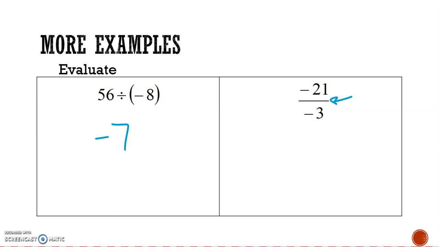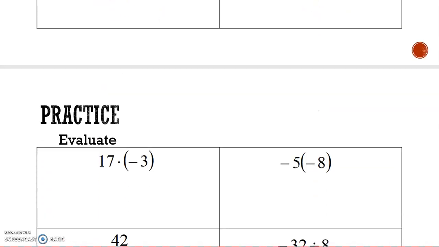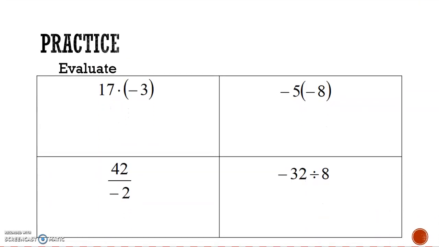So this bar is also another way to write division. So we would do 21 divided by 3, which is 7. But now the two negatives will cancel out and become a positive 7. So pause the video here, try these on your own, and unpause it to check your answers.